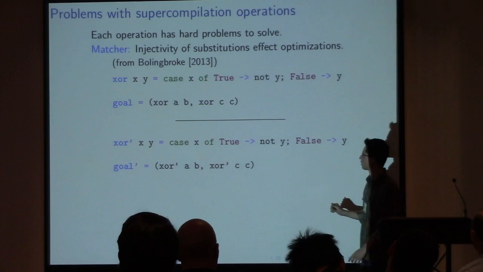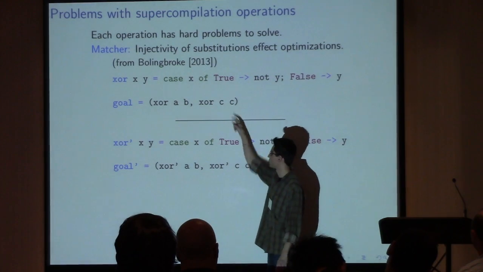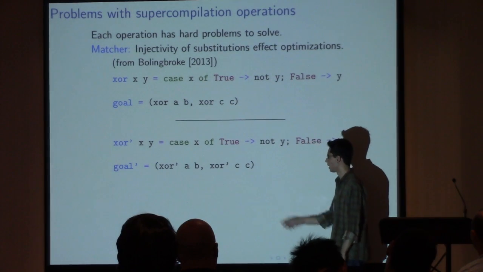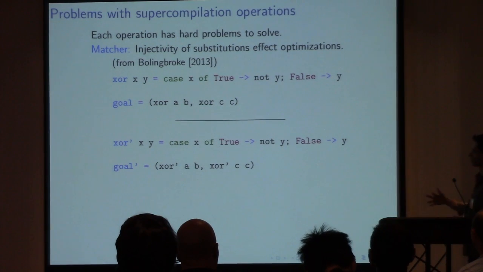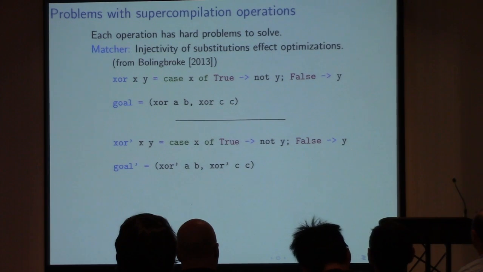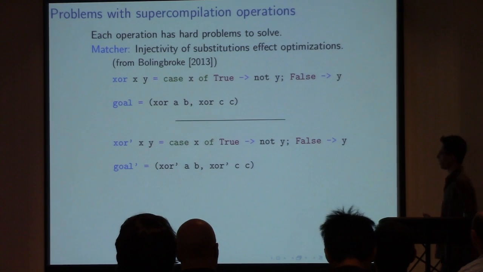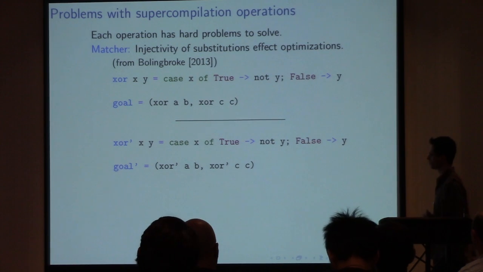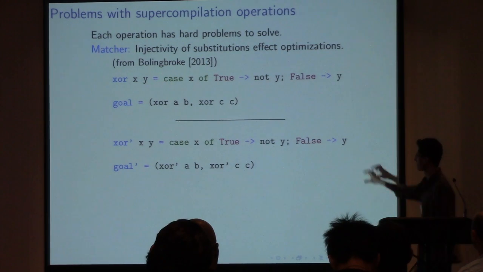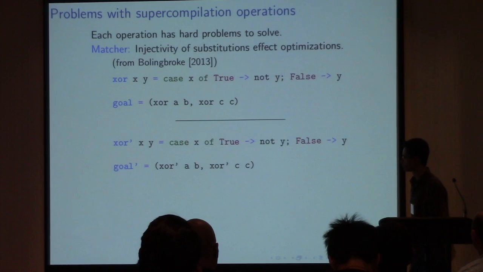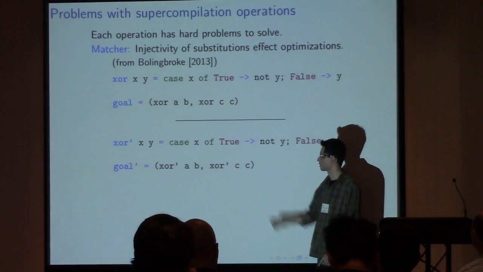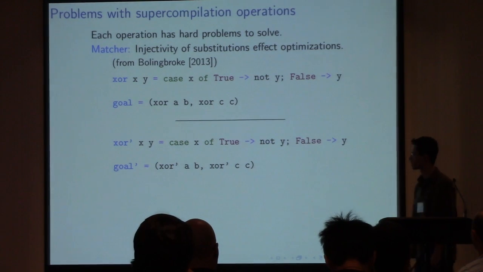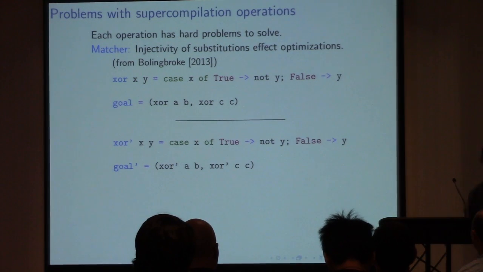But while supercompiling this XOR of C and C, we may generate this one, because the matcher, while evaluating XOR of C and C, tells us this looks quite similar to one of the terms you compiled before. In this case, it's this one, except you need to write C for X, the first argument, and C again for the second argument. And this is not an optimization, we just generated the same program.